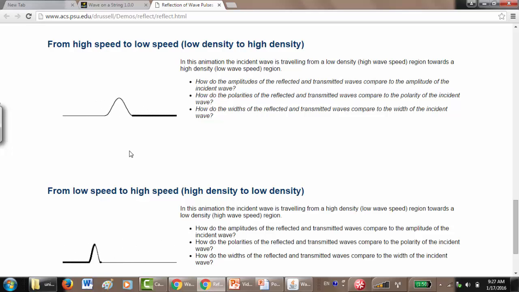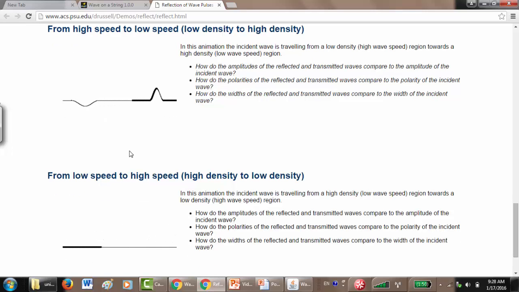If we look at the opposite situation, a little bit lower on the page here, we have the string being thicker at the beginning and then thinner afterwards. Notice that the reflection here does not flip. That's because this acts as a loose end and it's able to move up the thinner, less dense string so that the reflected wave is on the same side. It does have a smaller amplitude again because most of the energy is going to be transmitted through.